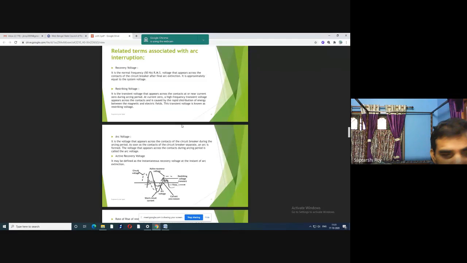Next হচ্ছে arc voltage. It is a voltage that appears across the contacts of circuit breaker during arcing period. As soon as contacts of circuit breaker separate, an arc is formed. The voltage that appears across the contact during arcing period is called arc voltage.